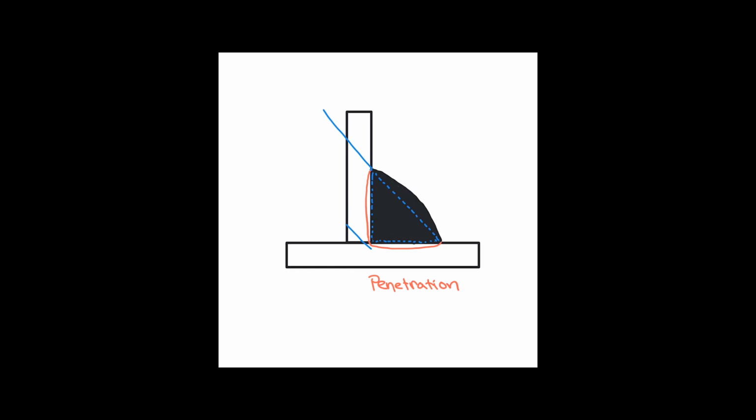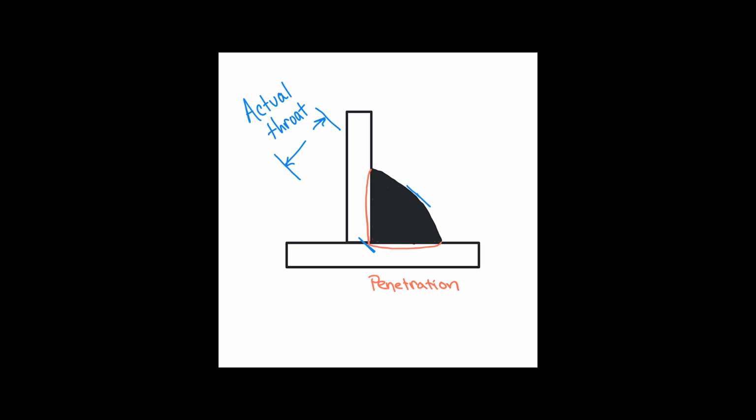Up next is the effective throat. This is essentially the theoretical throat, but now we're adding in a little bit of distance to account for penetration. So the effective throat still takes into account drawing a straight line from one toe to the other, but now we're including the penetration at the root of the weld. And last but not least, there is the actual throat. Now the actual throat takes into consideration the entire depth of the weld. So this is the root penetration all the way out to the highest point of the face.